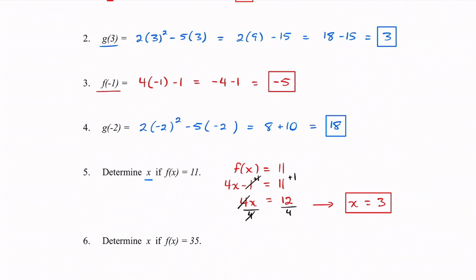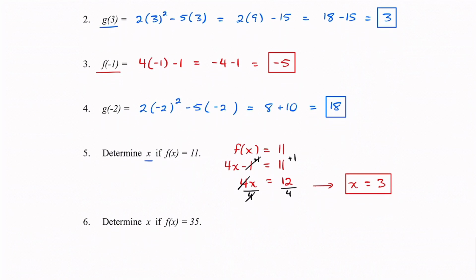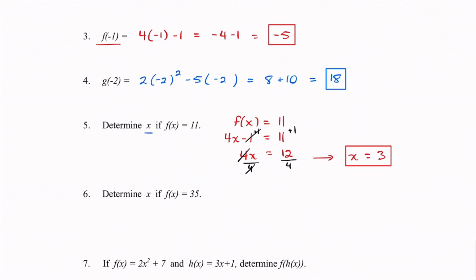So the value x equals 3, if you plugged that into f of x, it would give you out 11. Looking at the next one now, number 6, it says determine x if f of x equals 35. So if you want to try this one, you could try to do it.